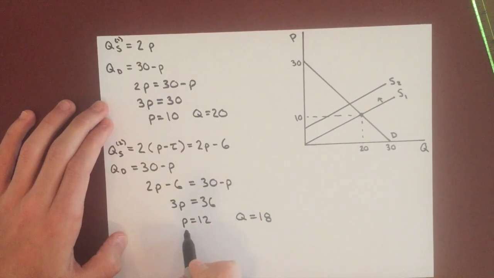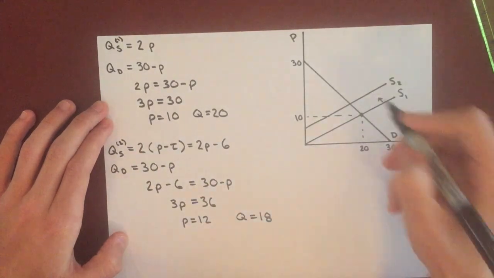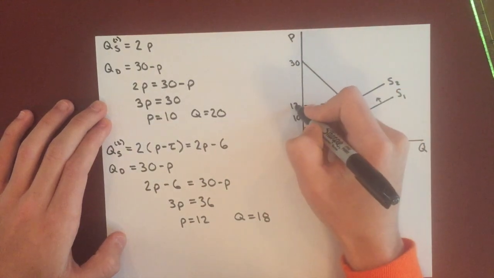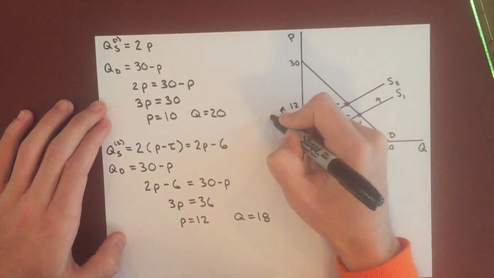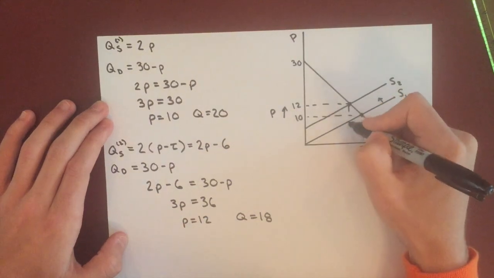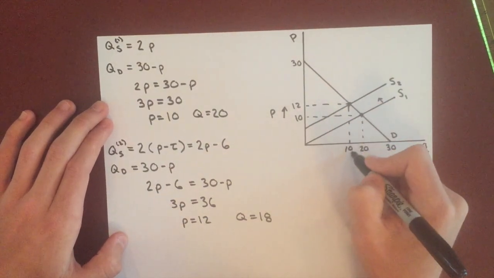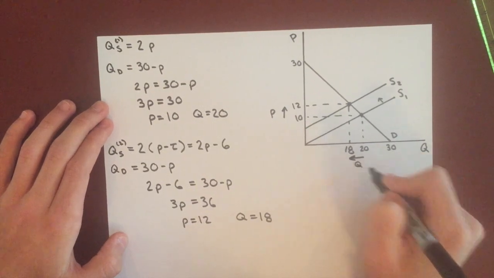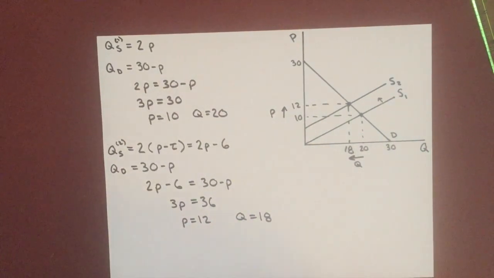So we see that the new equilibrium price is 12, up from the 10 before. So price increases, and quantity actually drops from 20 down to 18. So that's how we can analyze how a sales tax will affect equilibrium.